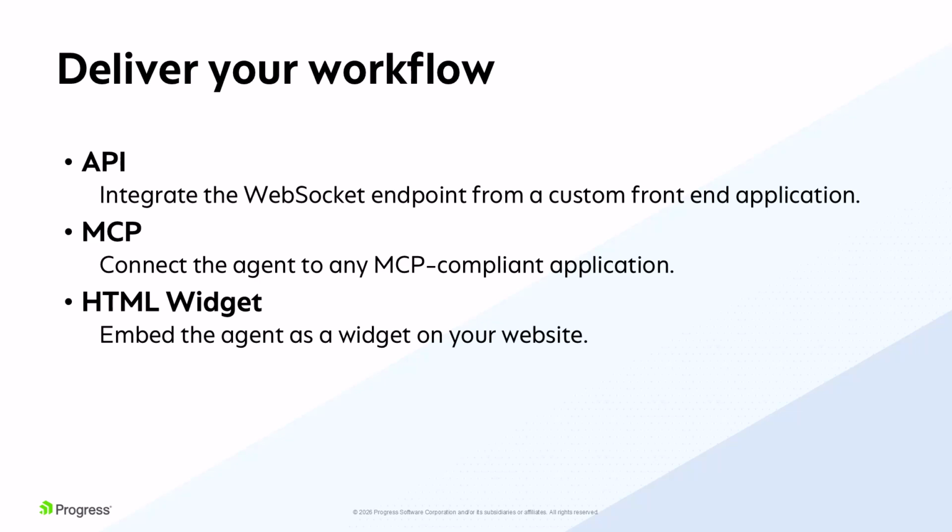One option is via the API. You can use this method by integrating the WebSocket endpoint in a custom front-end application. Another option is via an MCP server, which can be done by connecting the agent to any MCP-compliant application. And the final option is to embed the agent as a widget on your website. For our example, we will demonstrate creating a widget for our website. For more information on the API and MCP server options, refer to the Progress Agentic RAG documentation.